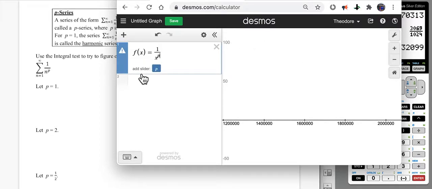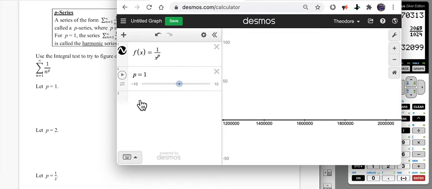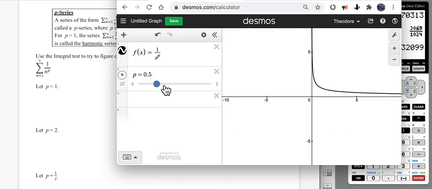And I'm going to create a slider for p. Now the values that we're interested in here are positive values, specifically 1, 2, and 1/2. So I'm just going to make it easier on myself. I'm going to go from 1 to 2 in steps of 0.5, just so it's easier to slide along to the ones that I need. I'm going to hit the home button. I want my first one to be a 1.